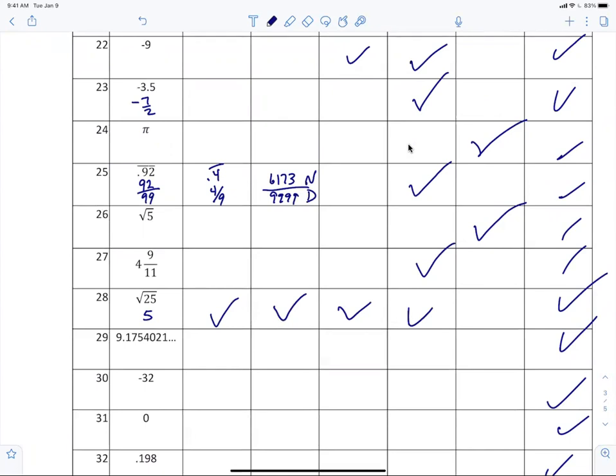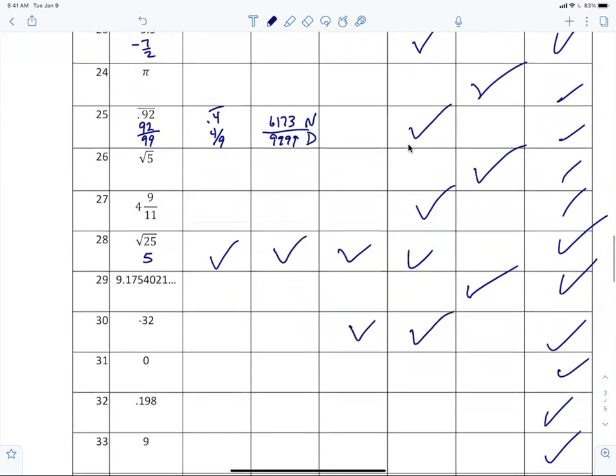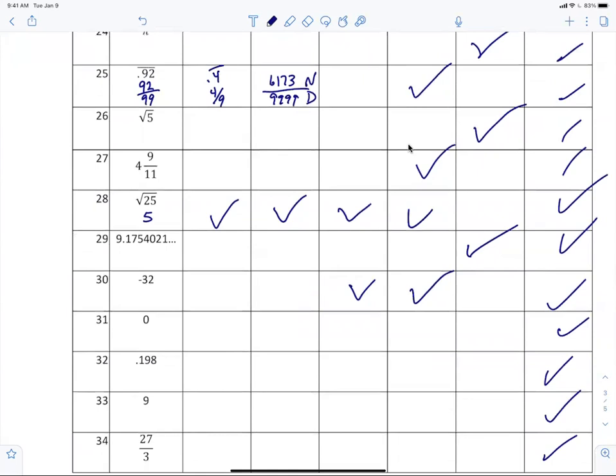Number 29. Where's Colson? Tell me. 9.1754021... What is that? You are amazing. Thank you for listening. -32. Give me Katie. It is an integer and it is rational. You are amazing. 0, Mr. Lackman. 0 is not natural. It's whole, yes, integer, yes, and it's rational. You are amazing. Thank you very much.